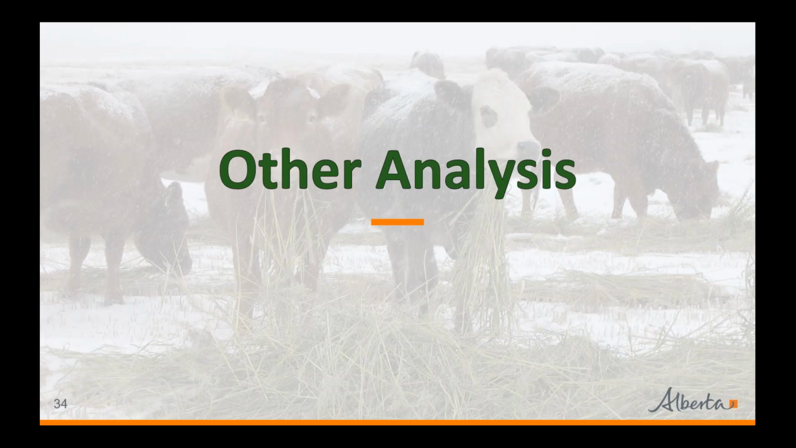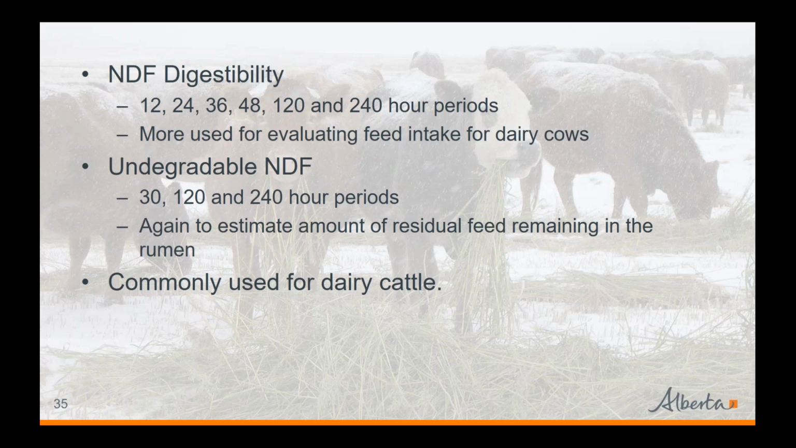The other thing that you can see on some test results is the NDF digestibility, or undegradable NDF, or neutral detergent fiber. Again, different lengths of time give different results, but these are typically used for dairy cows. They're not typically used for beef cattle.